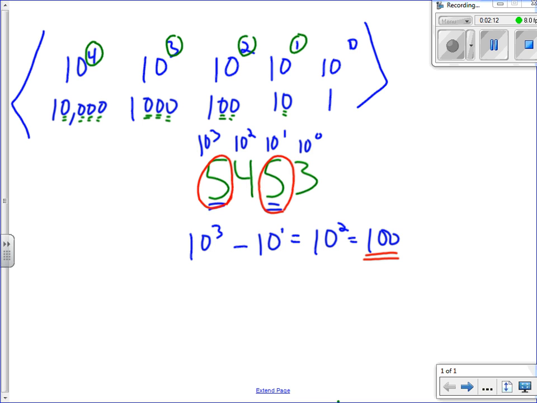Or you could reverse it and say the 5 in the tens place is 100 times smaller than the 5 in the thousands place. Okay, now this is kind of difficult, so we're going to do another one of these. So let me pause the tape here a second.